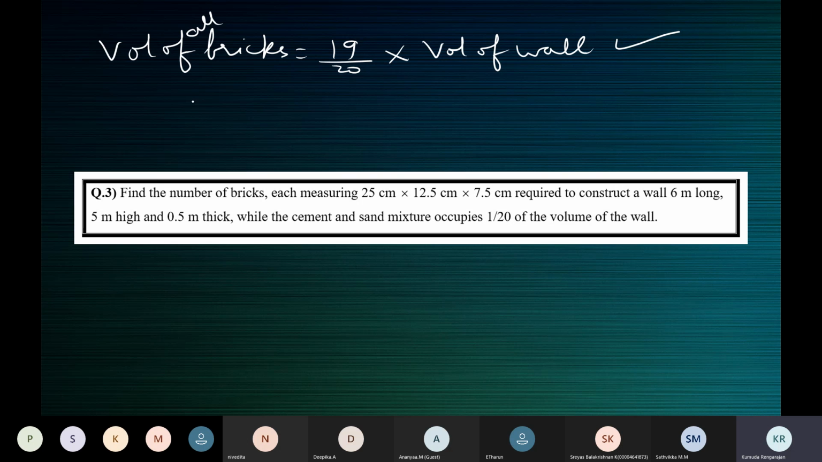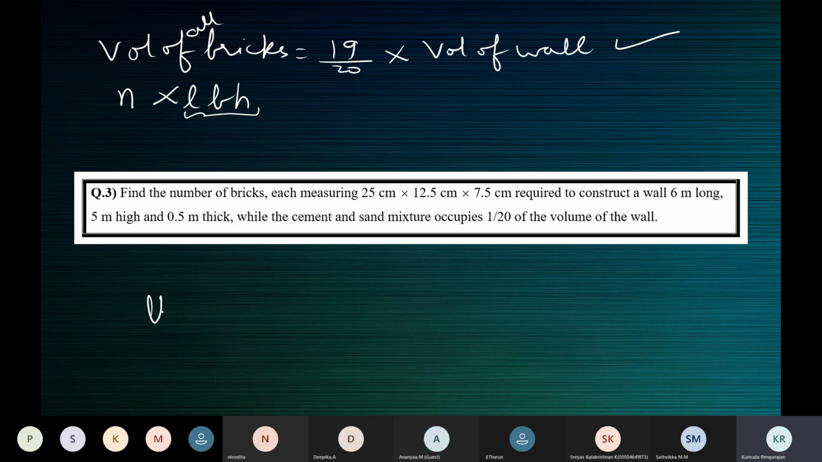Now, how do you find the volume of one brick? L into B into H, because it's a cuboid. L into B into H will give you the volume of one brick. Let's say there are n bricks. Let the number of bricks in the wall be equal to n. Volume of one brick is L into B into H, so the volume of all the bricks is LBH into n, where n is the number of bricks.